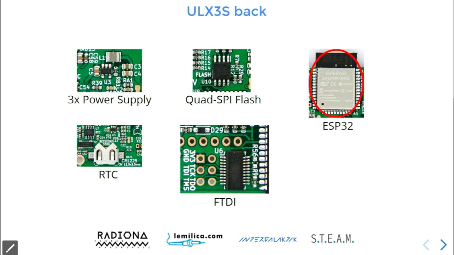ESP32 also gives this board wireless and Bluetooth. So we can connect to an external network, or we can use Bluetooth for different things. Once I was using ESP32 to connect to an external Bluetooth speaker, so I had an FPGA sound core playing sound on an external Bluetooth speaker.